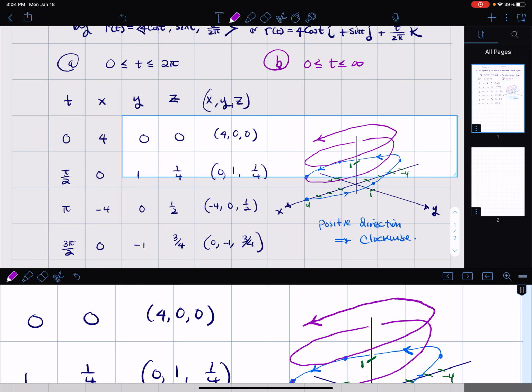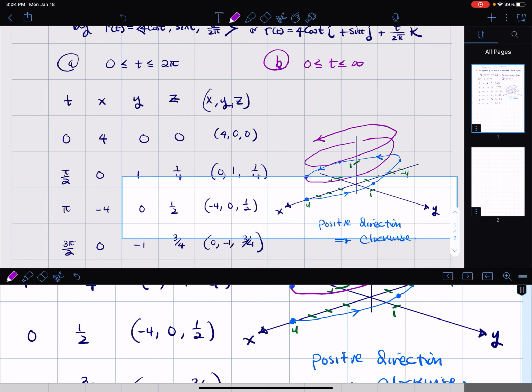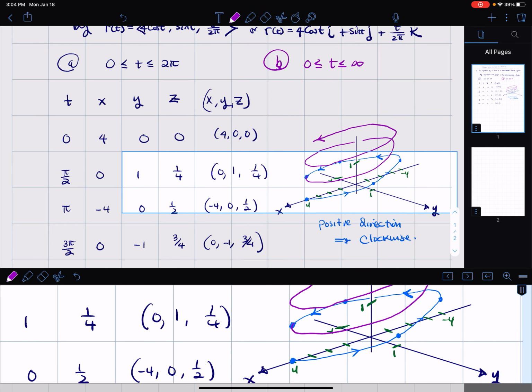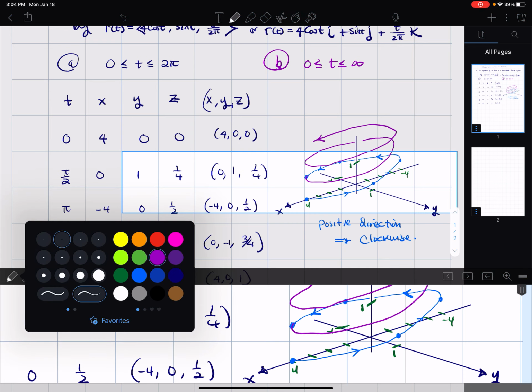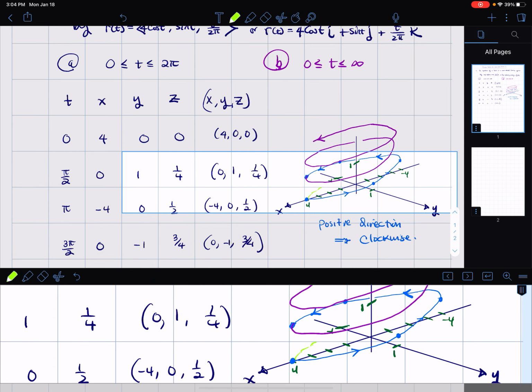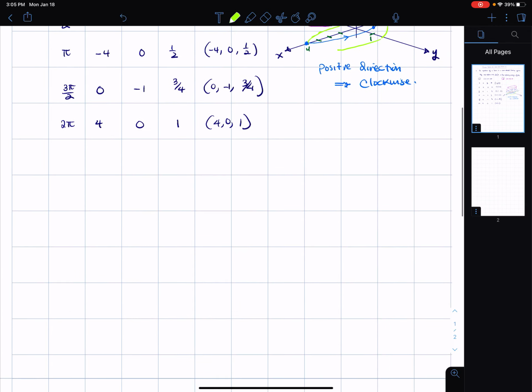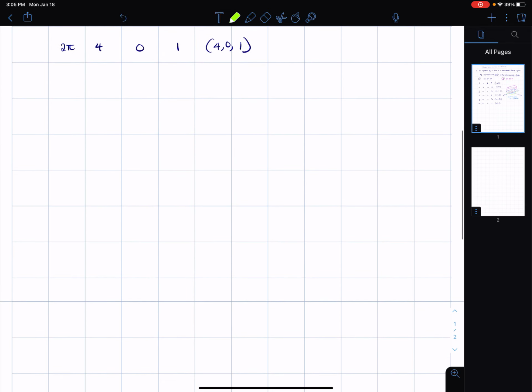So now it's beginning to look like a helix. And if we were to go from negative infinity, then you know that it will also continue downwards, and keep going downwards, and so forth. All right. So that's the equation of a helix.